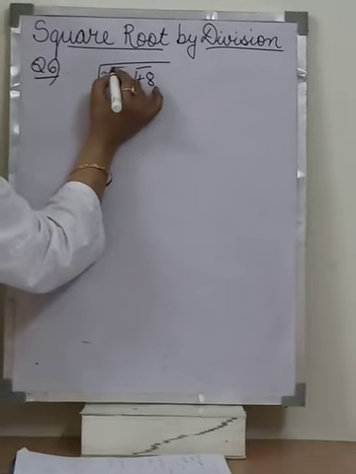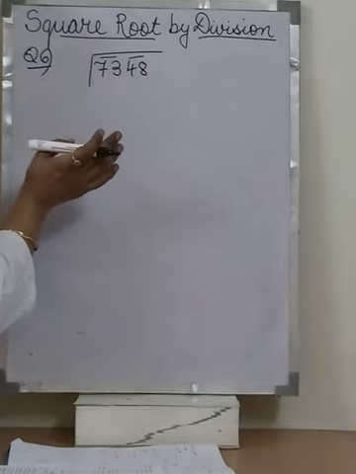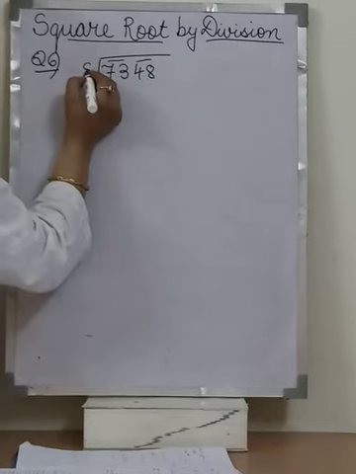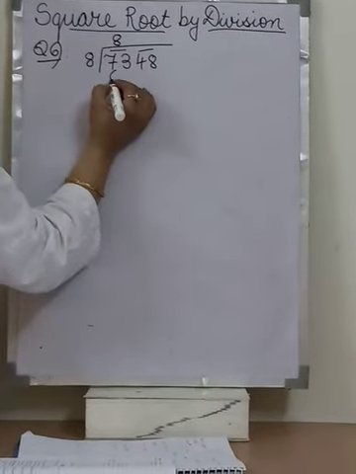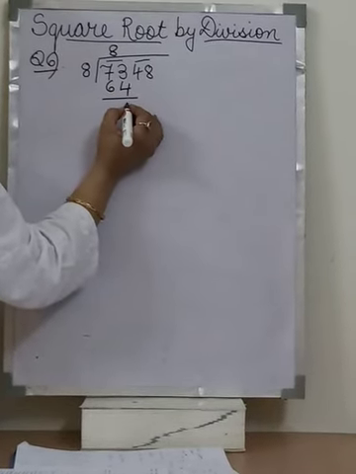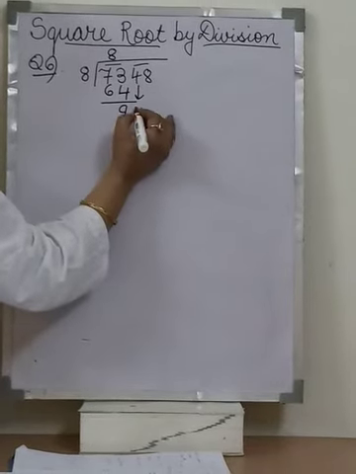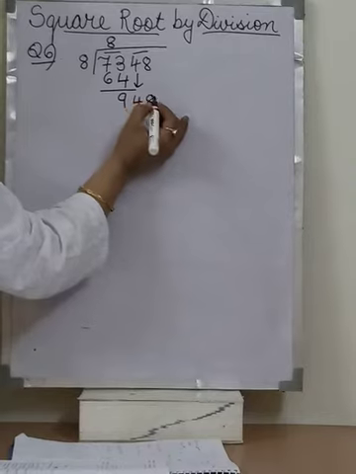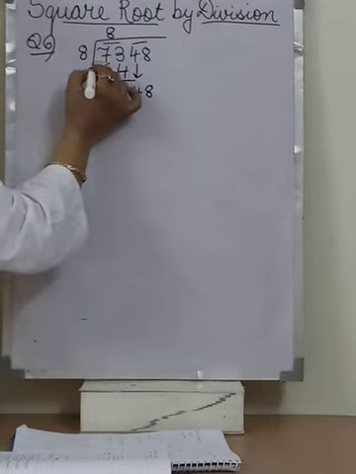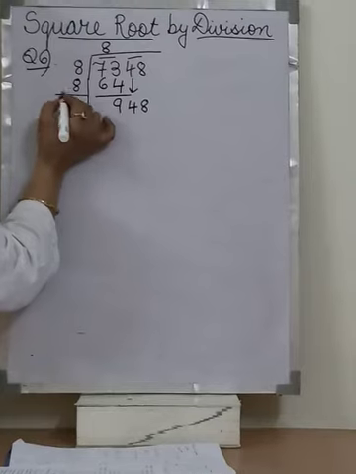This is the first pair. This is the second pair. The nearest square number to it is 8 8s is 64. 9 9s are 81, so it cannot go with 9. So I write 8. 8 8s are 64. That will give you 13 minus 4, which gives 9. Okay, the new dividend, I copy 48, so the new dividend becomes 948. For a new divisor, I add 8 here, so it becomes 16.